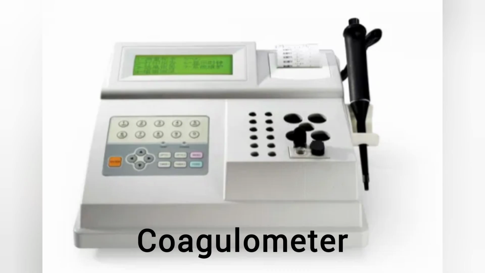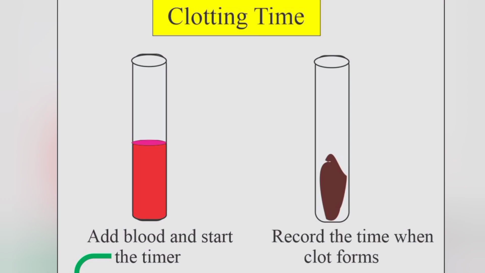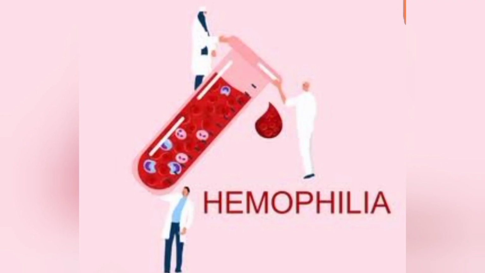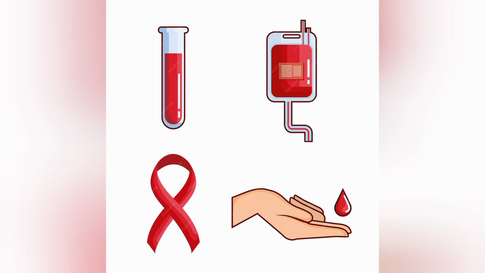Then the fourth equipment is coagulometer. A blood coagulometer is an analyzer used to test the coagulation efficiency of blood so as to diagnose and assess bleeding disorders such as hemophilia, or to monitor patients who are taking anticoagulant medicines such as aspirin, heparin or warfarin.